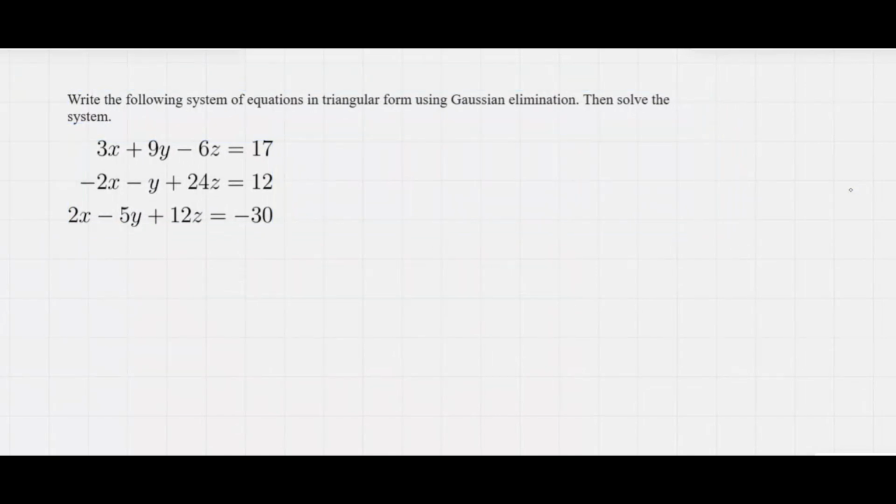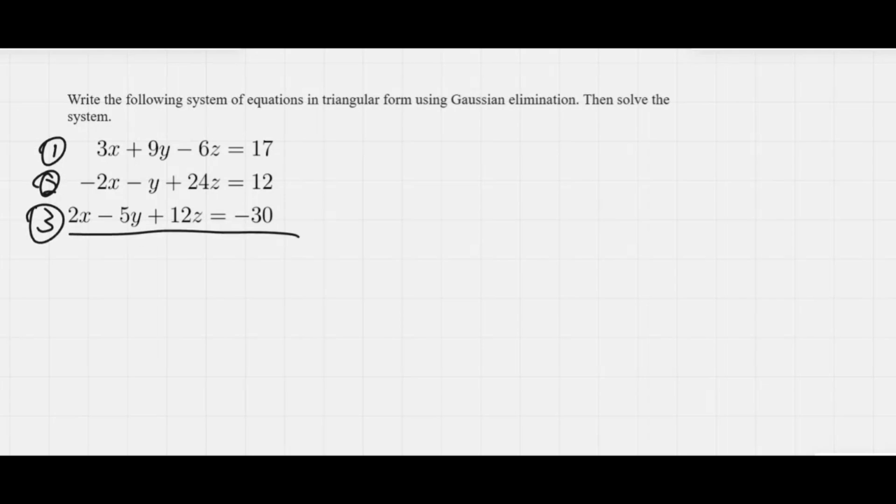Alright, so this question is asking us to write the following system of equations in triangular form using Gaussian elimination, and then to solve the system. Alright, so first things first, what are we going to do? Well, we can first actually declare each of these equations. This is going to be our first equation, our second, and our third equation. I'm going to draw a line underneath it.